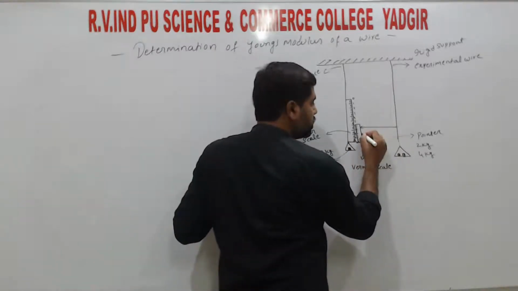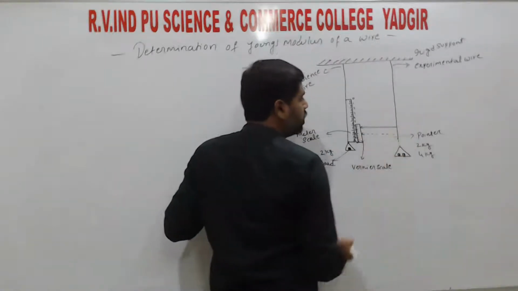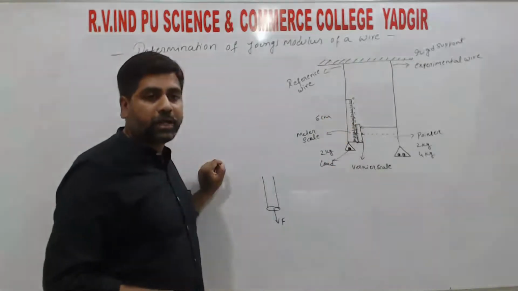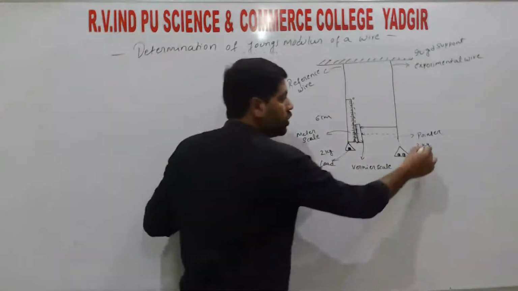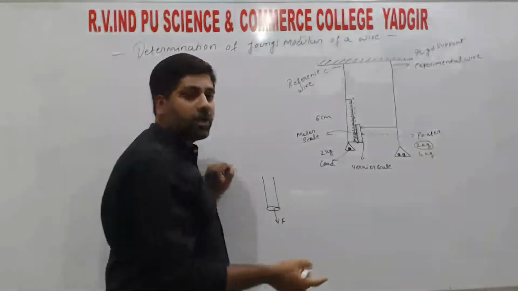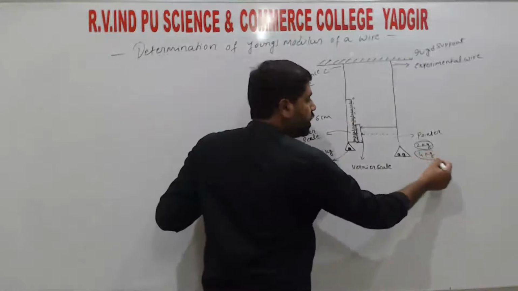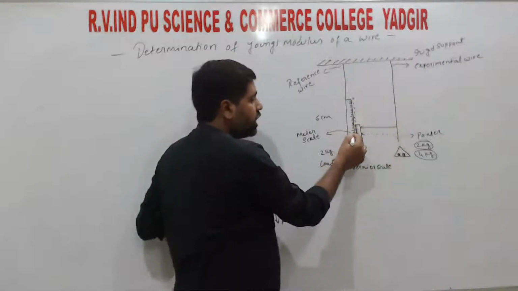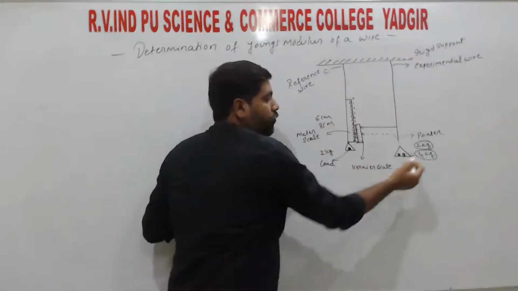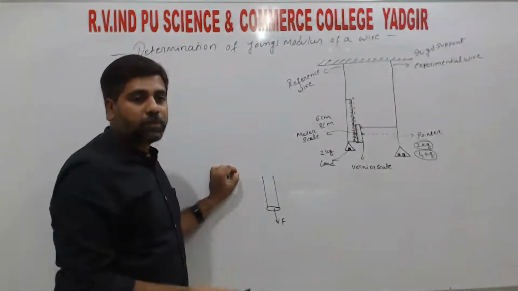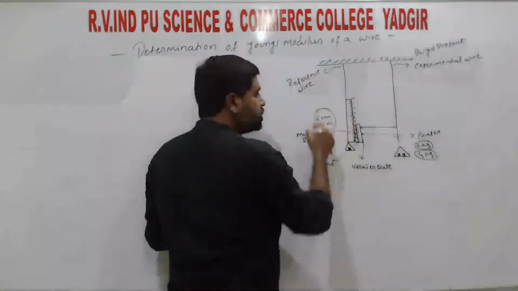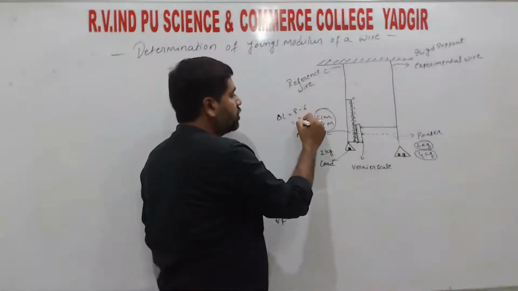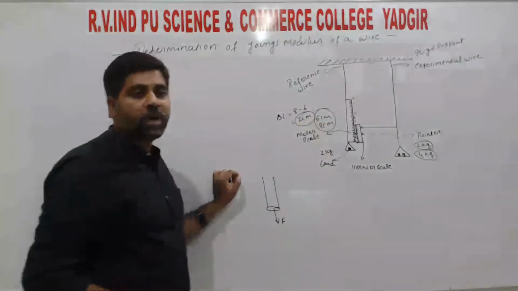So what happens to the pointer? Initially it is showing some 6 centimeter when the load is 2 kg, right. After increasing the load to 4 kg, the pointer will come downwards, as the length increases. Here it shows some 8 centimeter when 4 kg load is applied to the experimental wire. That means there is a change in length. The length change, delta L, equals 8 minus 6, so 2 centimeter.